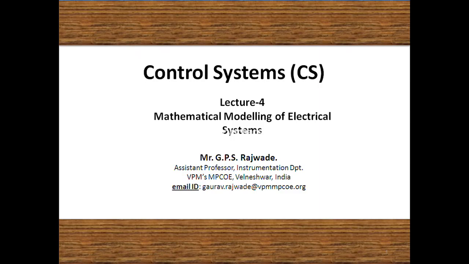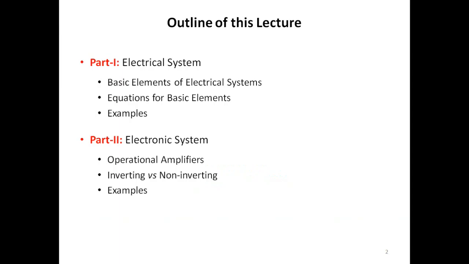Today we will start with mathematical modeling of electrical systems. The outline for this lecture: part 1 is electrical systems. In that, we will study the basic elements of electrical systems, equations for basic elements, and some examples. In part 2, electronic systems, we will study operational amplifiers, inverting versus non-inverting configuration, and some examples. In part 1, electrical system.